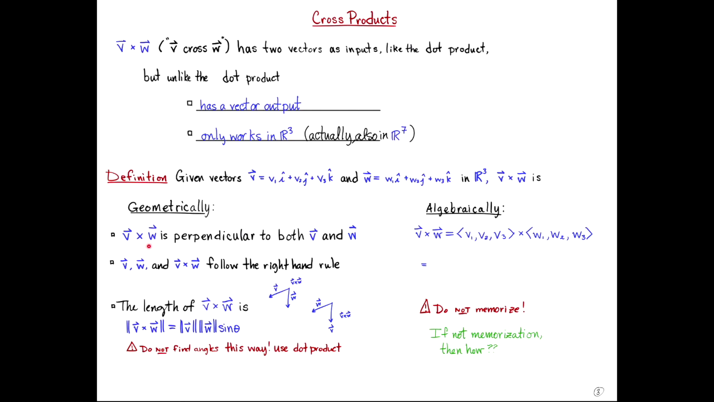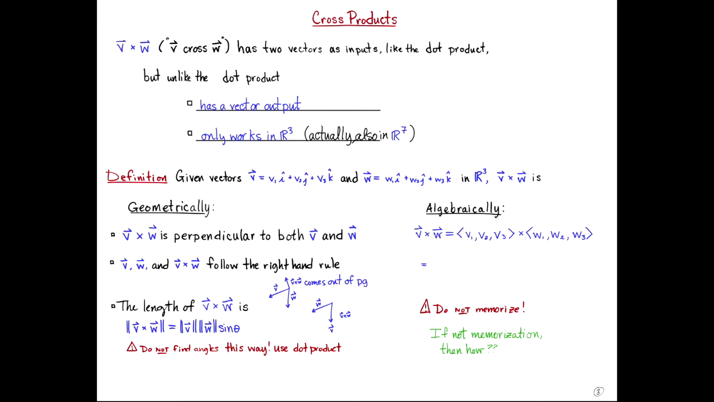V cross W is perpendicular to both V and W, and the three vectors V, W, and V cross W follow the right-hand rule. Imagine vectors V and W lying in the plane of your paper. Lie your hand perpendicular to the plane with the edge of your hand lying along V and curl your fingers towards W. Your thumb should be pointing straight up, telling us that V cross W is coming out of the page.